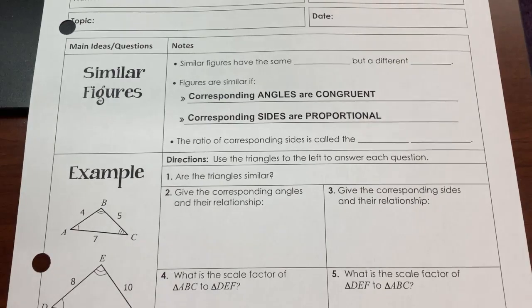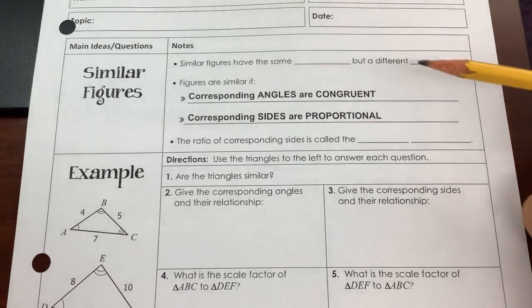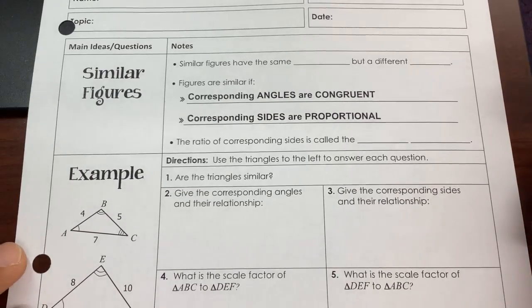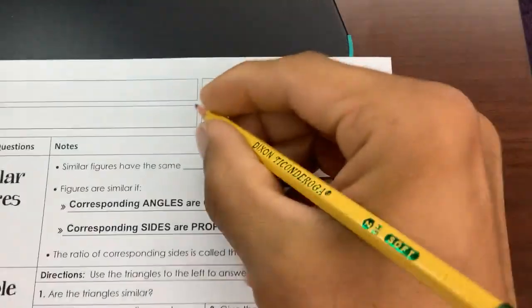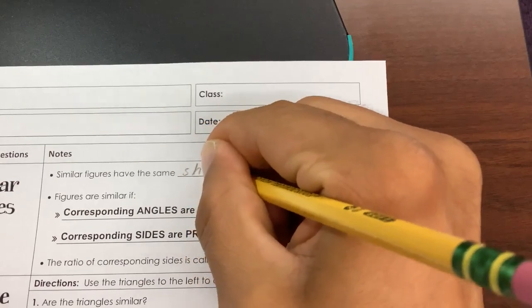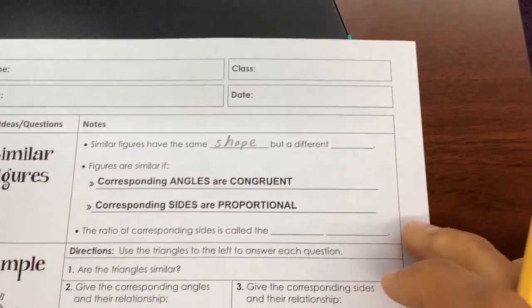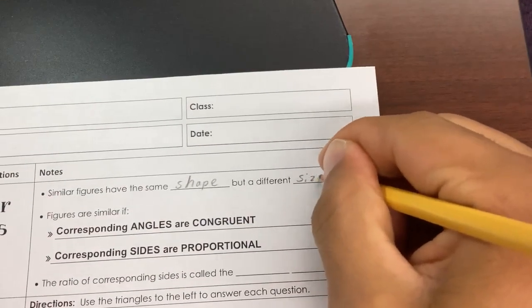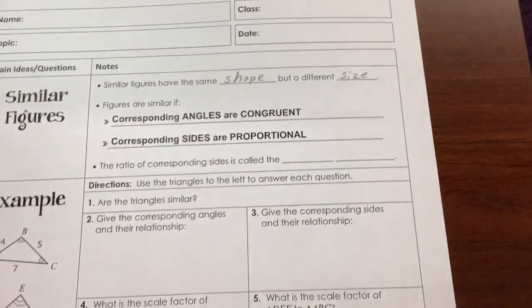All right, so today we'll take a look at similar figures. We're going to learn the different properties of similar figures. What similar figures basically are is figures that have the same shape. So if we're looking at a triangle, it's compared to another triangle, but it has a different size. So it's either going to be bigger or smaller.